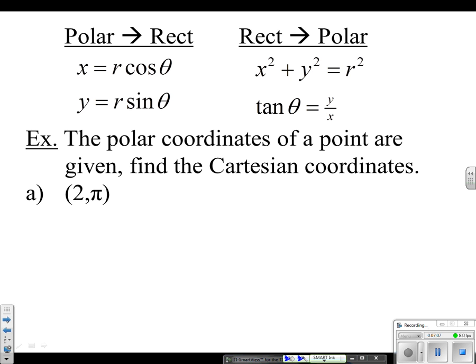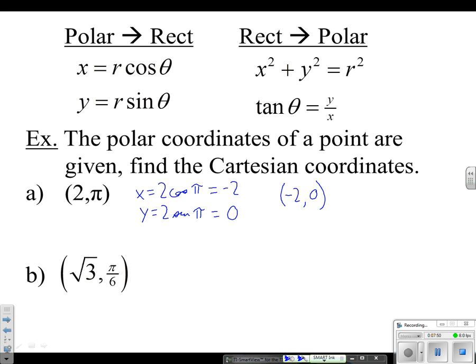So for example, the polar coordinates of a point are given. We want to find the Cartesian coordinates. So I know that x equals r cosine theta, so that would be 2 cosine pi. Y is equal to r sine theta, so 2 sine pi. Cosine of pi is negative 1, so x is negative 2. Sine of pi is 0, so y is 0. We get the point negative 2 comma 0. If I give you r and theta, finding x and y is really just about plugging into the formulas.